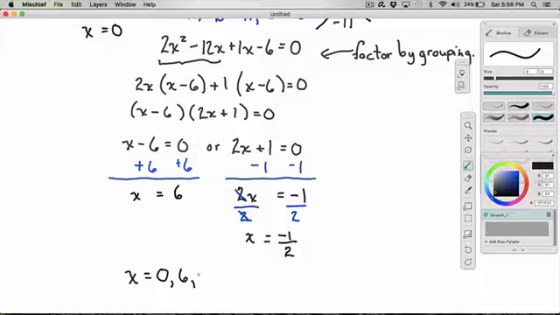So now I have x equals 0, 6, and negative 1/2. And if I wanted, I could check my solutions by putting 0 all the way back into the very beginning problem and see if it came out as 0. Do the same with 6, and do the same with the negative 1/2.